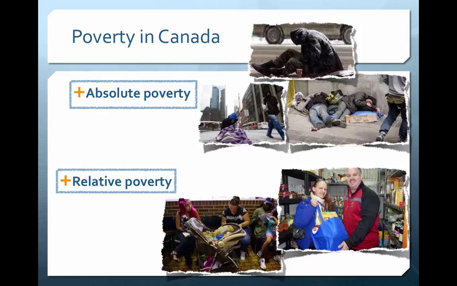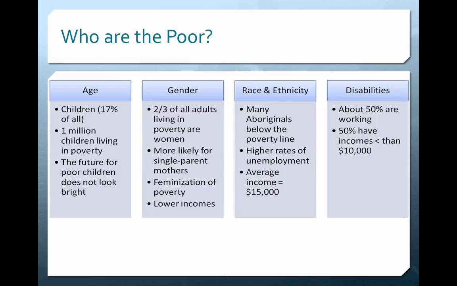And so the question sometimes then ends up being, well, who are the poor? So when we look at age, gender, race and ethnicity, and disabilities, we start to determine a little bit about who are the poor. About 17% of all children fall within the poor category. Now, of course, they don't make a living, but they are supported by families who may or may not make absolutely good livings. So that's about 1 million children living in poverty. The future of poor children doesn't look quite as bright, clearly.